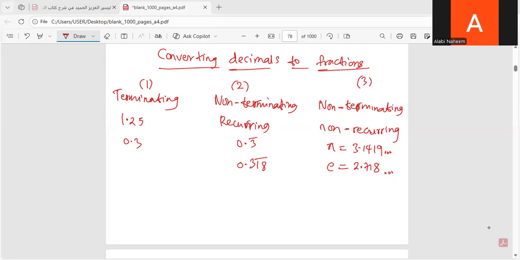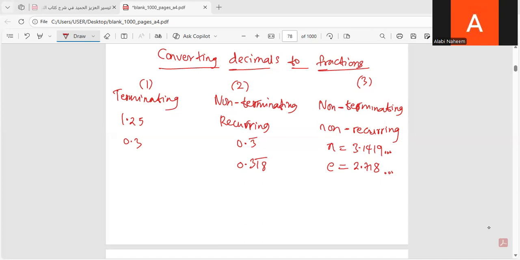No rational number will give a non-terminating non-recurring decimal. So in this video, we want to reverse the process. So we want to convert decimals back to what? To fractions. And we are starting from the fact that we have three types of decimals: the terminating, the non-terminating recurring, and non-terminating non-recurring.